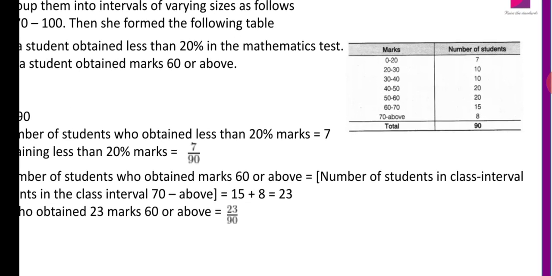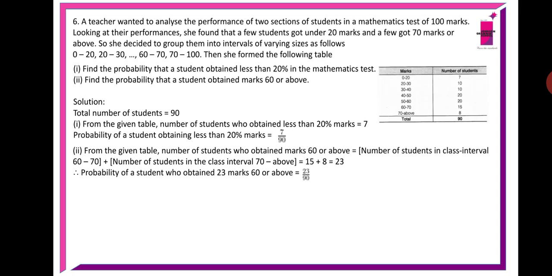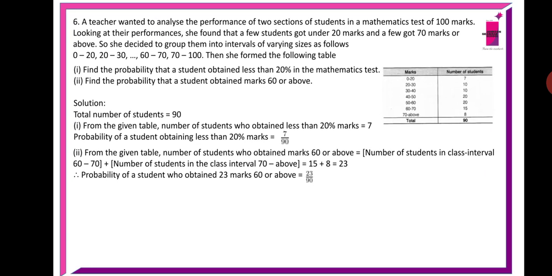You can see less than 20 is only 7 outcomes, which comes under 0 to 20. So the total number of students equals 90. From the given table, the number of students who obtained less than 20% marks equals 7 students. So the probability of a student obtaining less than 20% marks equals 7 by 90.